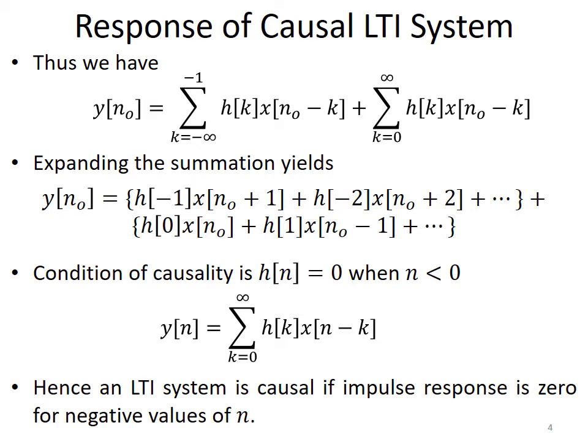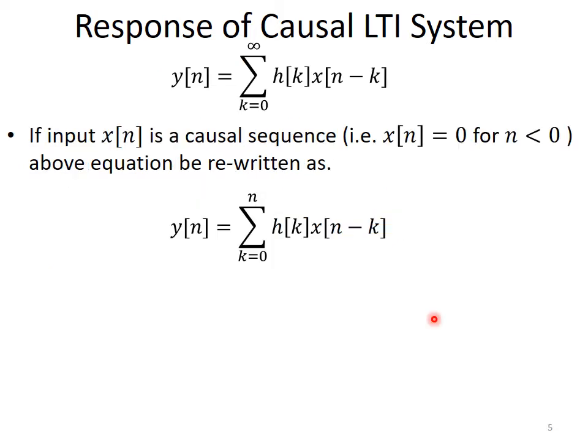So hence an LTI system is causal if the impulse response is 0 for negative values of n. Of course, for a causal system, the impulse response is always 0 when n is less than 0. Now if x of n, the input signal or input sequence, is also causal, then the values of x of n would be equal to 0 when n is less than 0. So we can further simplify the convolution sum in this form. Now instead of k equal to 0 to infinity, k is equal to 0 to n.